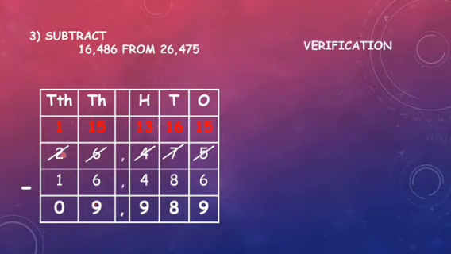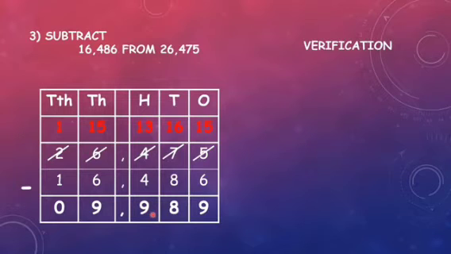And 2, it was earlier 2, now it is 1. 1 minus 1 is 0. So the answer is 9989. We don't consider 0 before any number. It doesn't have any place value there. Okay, 9989 is the final answer. We'll verify whether it is right or wrong.